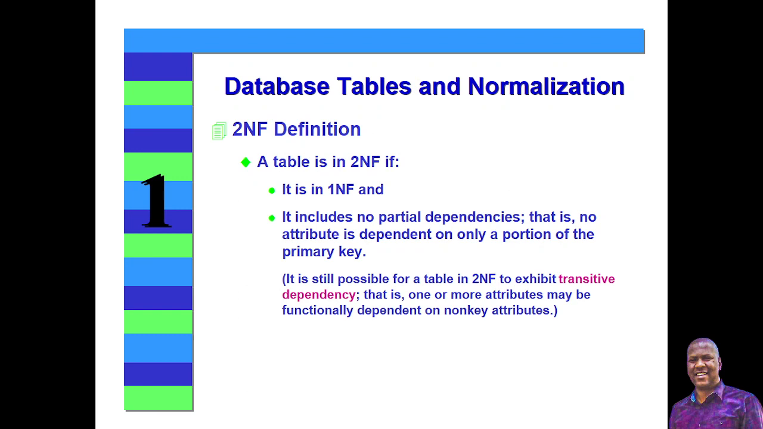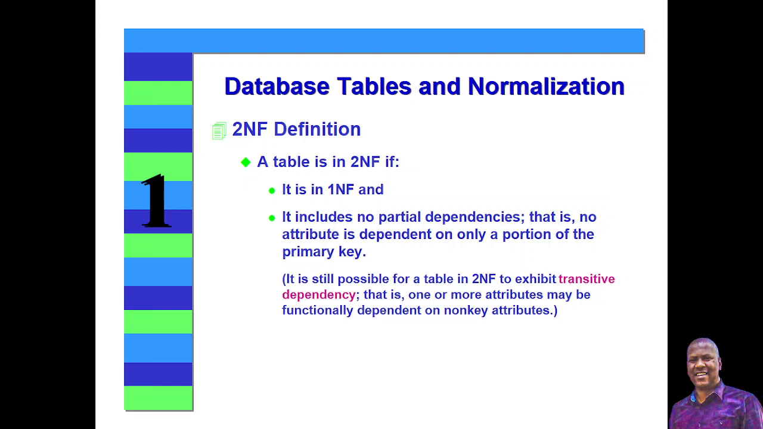So in a nutshell, the second normal form can only be established if it includes no partial dependency, that is, no attribute is dependent on only a portion of the primary key, right? That is very, very important to ensure that we understand when it comes to the second normal form, right?